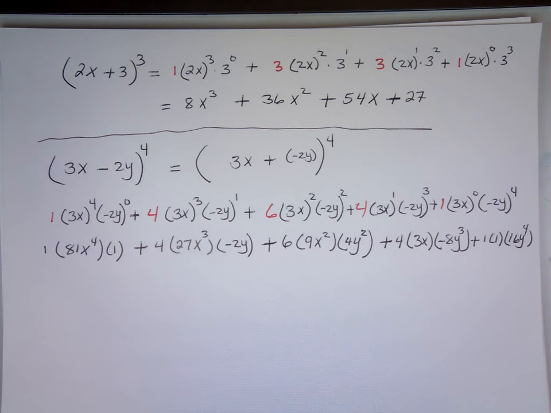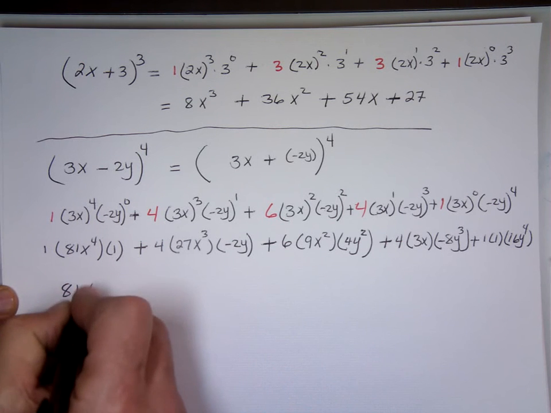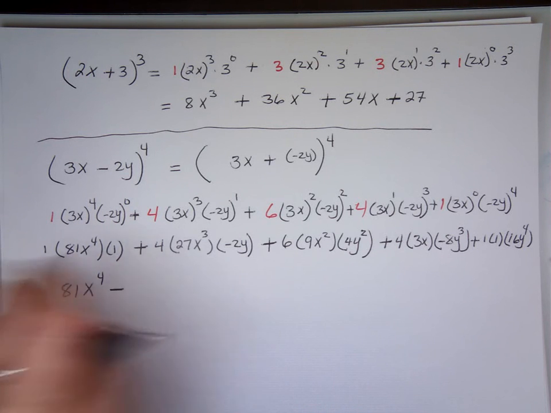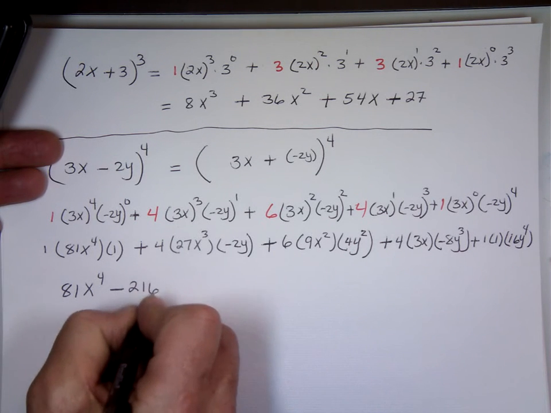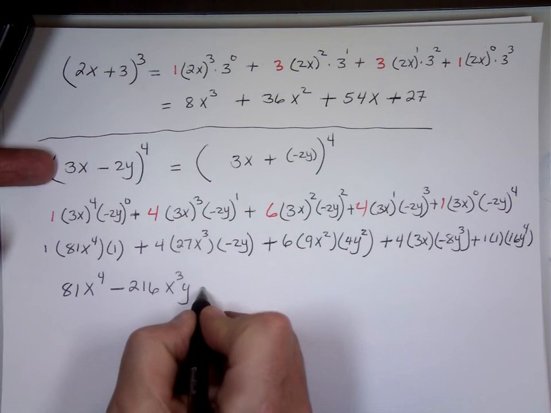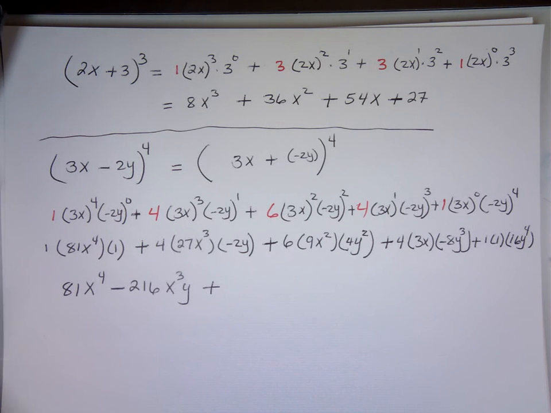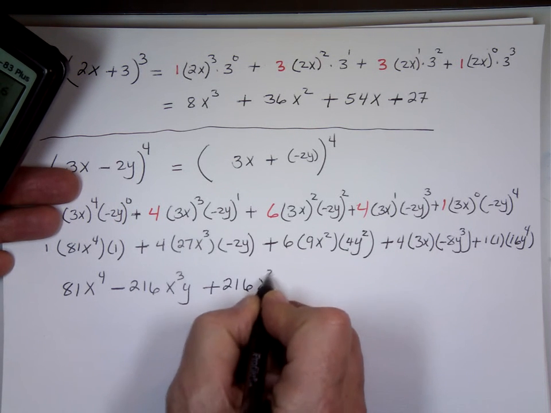Now let's multiply the numbers. 1 times 81. 81x to the 4th. This will be a minus because that's a minus. Let's see what that number is. 27 times 4 times a negative 2. Negative 216 x cubed y. This will be a plus. 6 times 9 times 4. Plus 216 x squared y squared.